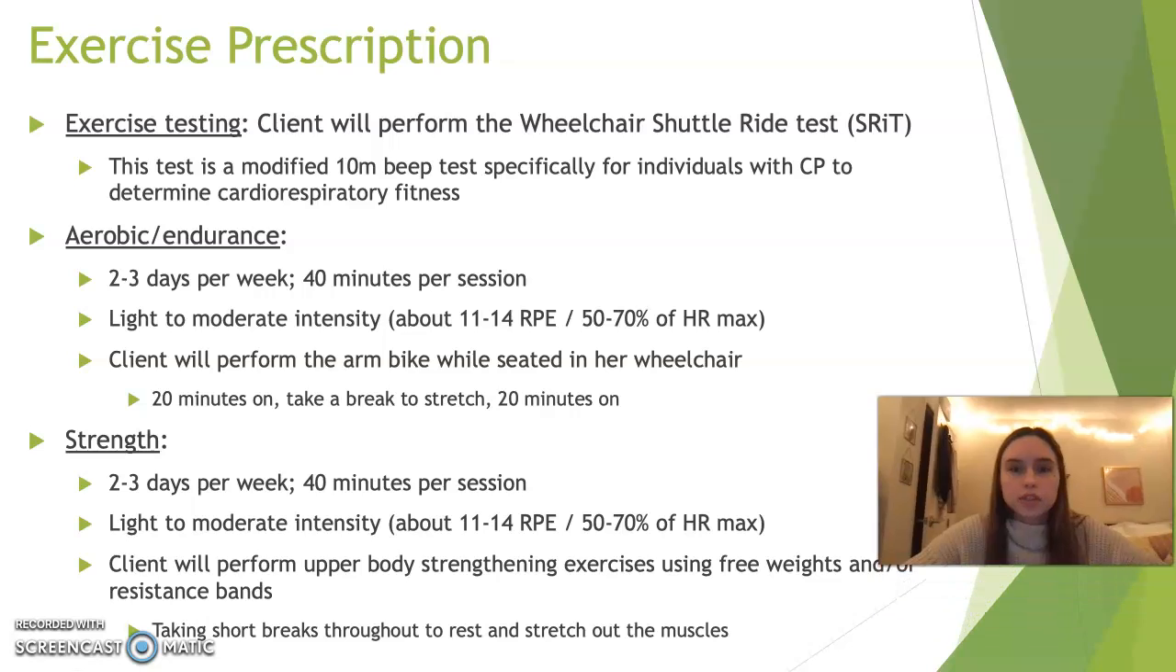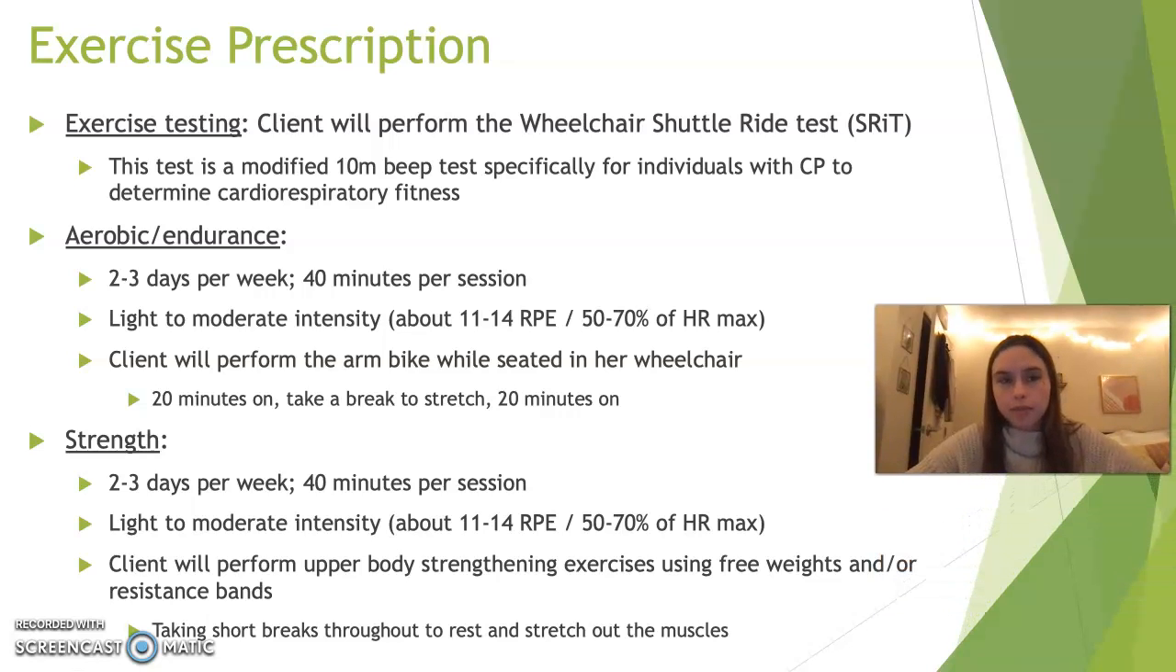For the exercise prescription that I created for this client, I am going to do some exercise testing with her, since exercising is okay for individuals with CP. It just usually has to be a modified test. The test that I chose to perform would be the wheelchair shuttle ride test, also known as SRIT. This test is a modified 10-meter beep test, specifically for individuals with cerebral palsy, to determine their cardiorespiratory fitness.